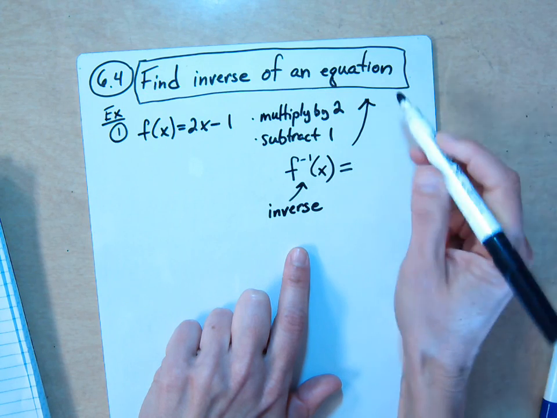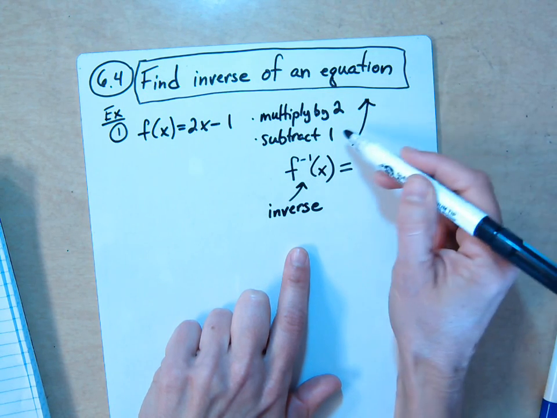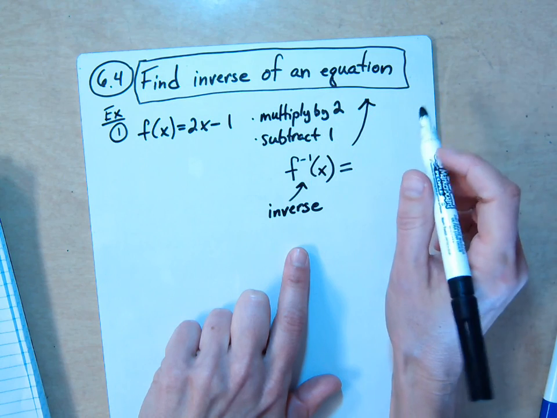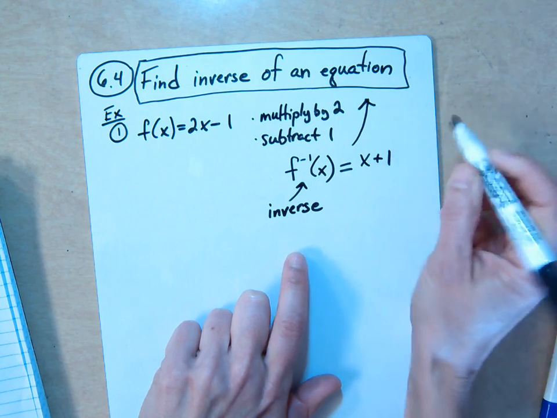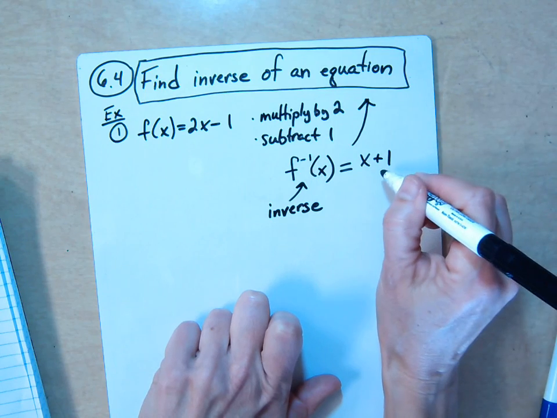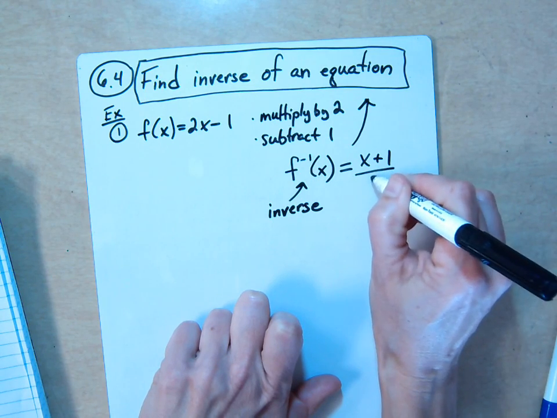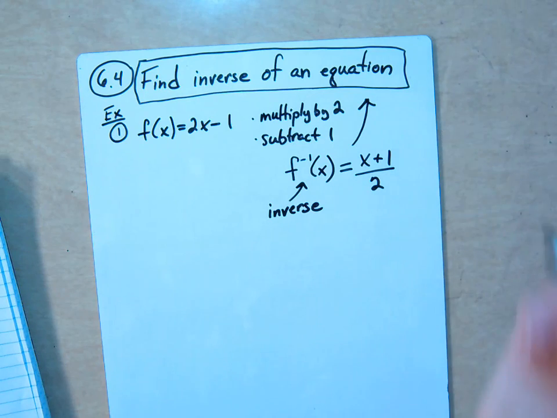So to undo what we did before, we follow these steps, we go in the opposite direction. Instead of subtracting 1, we add 1. So you take x, you add 1. Instead of multiplying by 2, you divide by 2. Good. So that's the inverse, and we know that that's what it is using our intuition, common sense, reasoning.